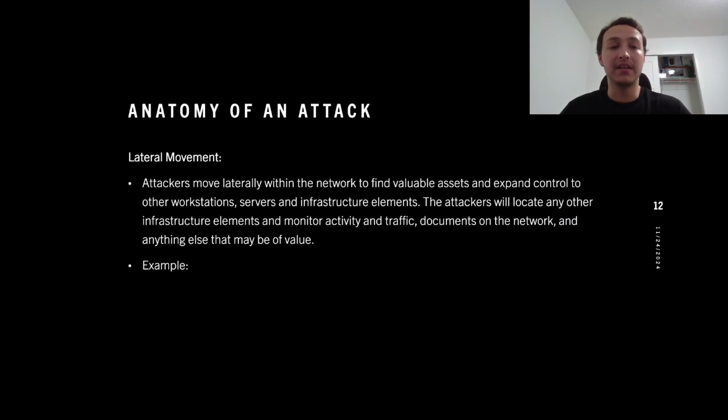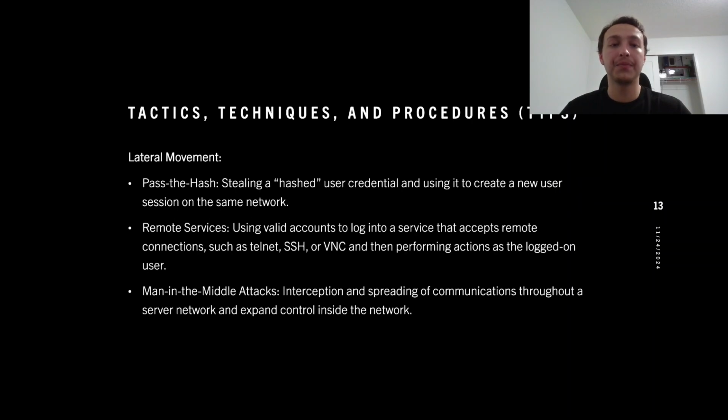And now the next step in the anatomy of an attack is lateral movement, where attackers move laterally within the network to find valuable assets and expand control to other workstations, servers, and infrastructure elements. The attackers will locate any other infrastructure elements and monitor activity and traffic, documents on the network, and anything else that may be of value. Another example includes wiresharking, or using data sniffing or traffic sniffing tools, to potentially find any unencrypted documents or communications sent between employees once the attacker is in the network. Some TTPs include pass the hash, which I just talked about, remote services, and man-in-the-middle attacks.